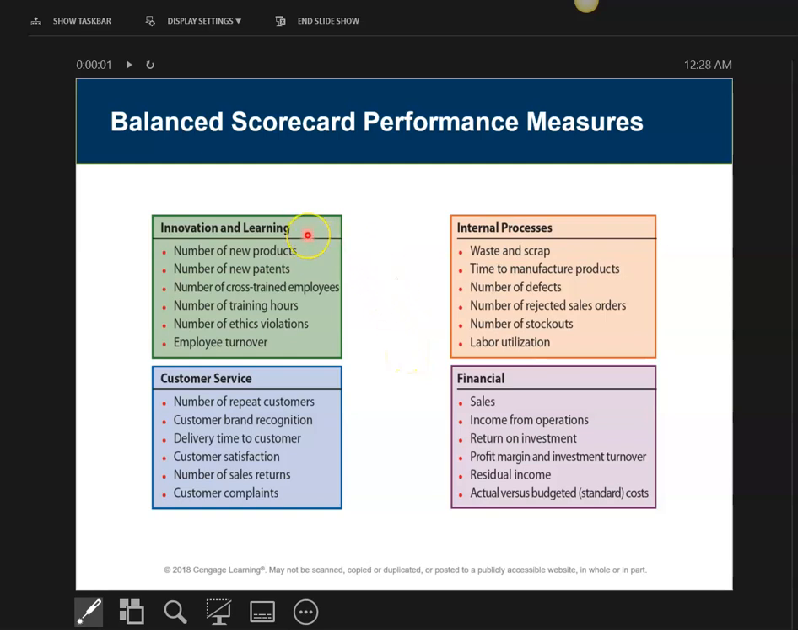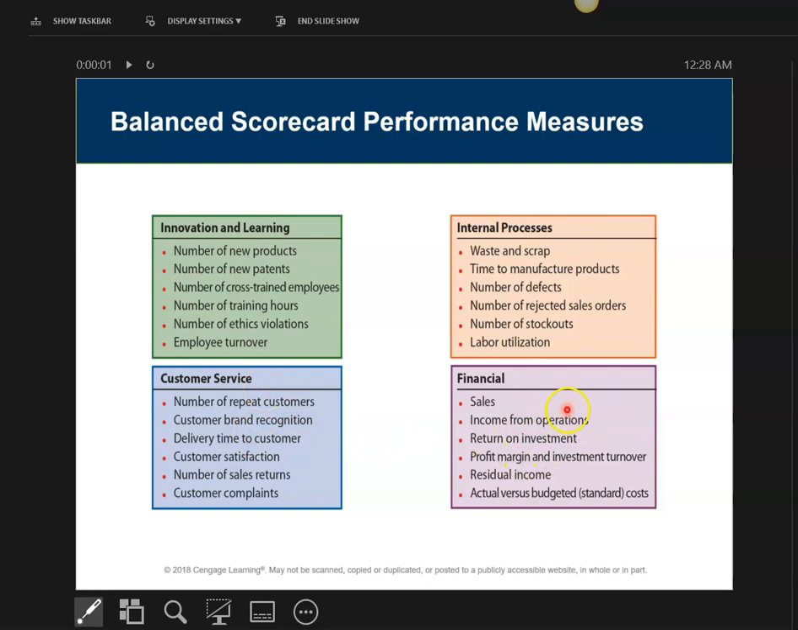We'll start under innovation and learning. We're talking about the number of new products, new patents, number of training hours, employee turnover. Is my employee turnover high? Well, maybe my training and learning process is bad. If I look at these performance measures, I can understand that maybe something needs to be changed. Customer service: how many repeat customers do I have? What's my customer satisfaction? How many customer complaints? All of these are performance measures I look at to understand whether this is doing well.